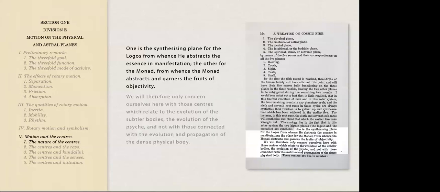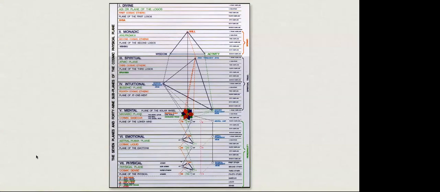So first, one is the synthesizing plane for the logos from which he abstracts the essence in manifestation. The other for the monad, from whence the monad abstracts and garners the fruits of objectivity. So during manifestation, the logoic plane, that's the highest plane, carries the life essence, not through form as on the monadic plane, but as a synthesis of the informing triple logoic energy.